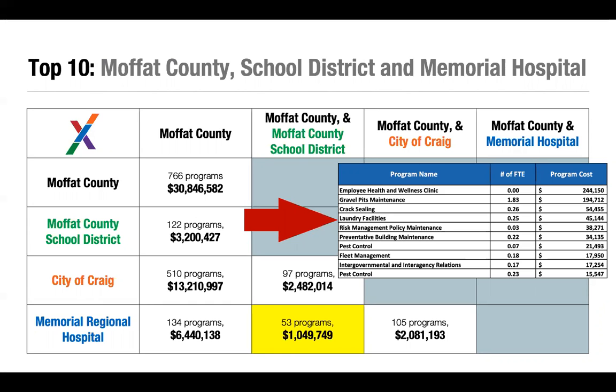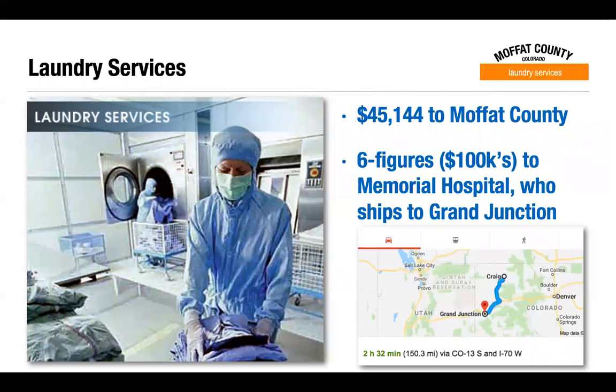It turns out the hospital, who has a huge laundry demand, ships its laundry from Craig here down to Grand Junction 2.5 hours every week. They have a full-time driver and a fleet just to do courier services for laundry, spends hundreds of thousands of dollars because the hospital obviously has huge laundry demand. And the reason that they do it is because they just simply did not know that anybody locally could handle the demand.